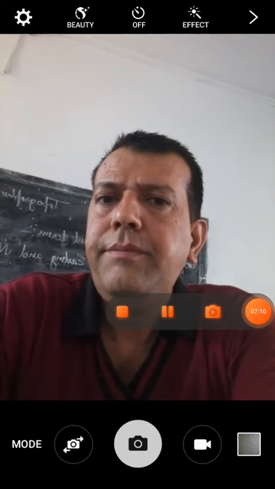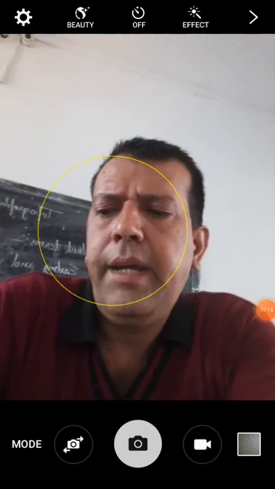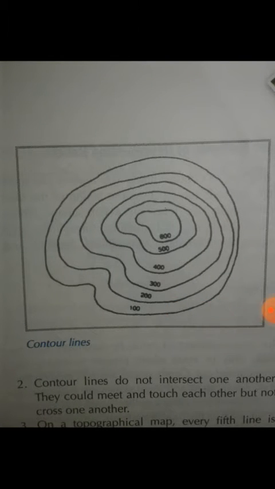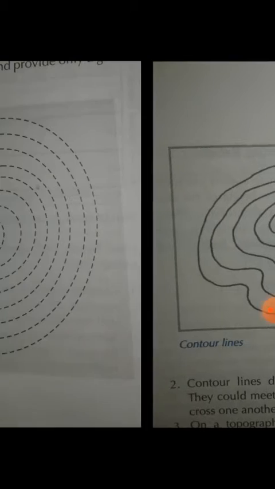And third, form lines. Form lines and contour lines are very similar, but unlike the regular contour lines which represent accurate and measured heights above sea level, form lines show only an approximate height.